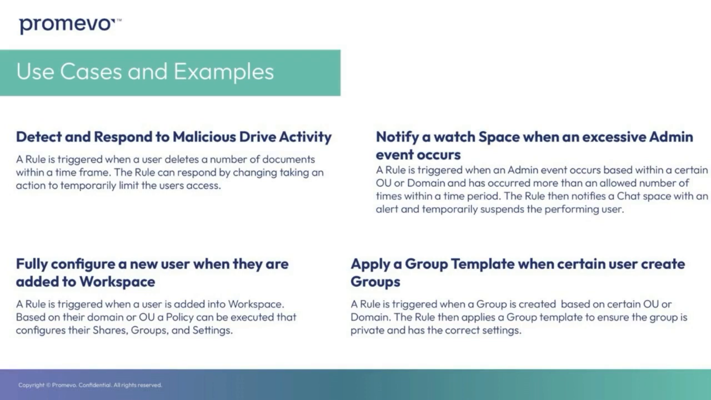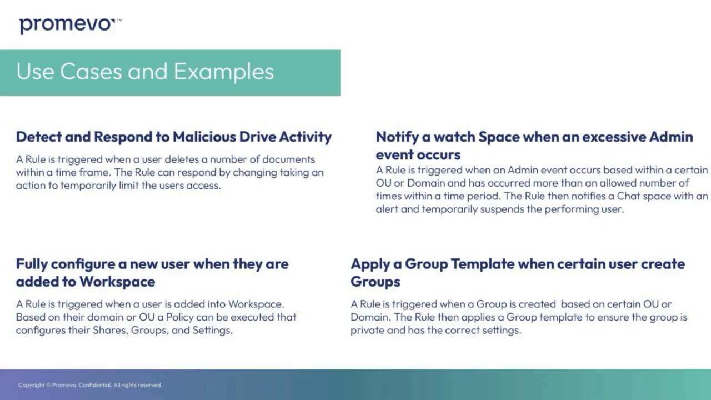The next one is maybe you want to fully configure your user when they're added to Workspace. So you want to trigger maybe a third-party service. The rule's triggered when somebody's added to Workspace based on their OU or policy. You can configure the right template of things: shares, groups, settings, custom fields. And then if you have something outside of the system, you can call a web service to then continue the configuration for other aspects of your environment.